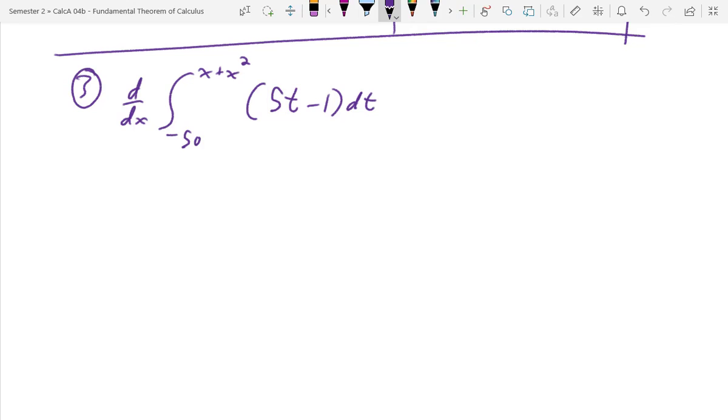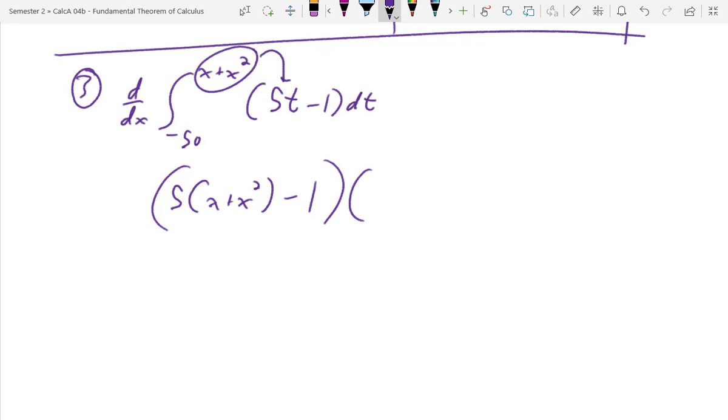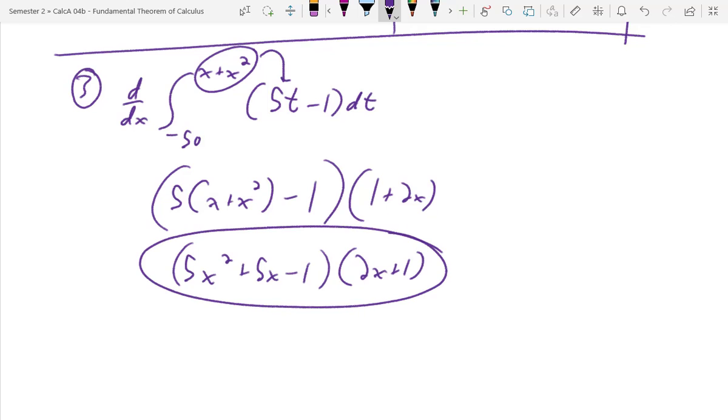Couple problems left. Okay, let's go ahead and substitute this in. Guys, derivative of the integral. So what I'm going to do is take this and just plug it in. I get 5 times x plus x squared minus 1. But I need to make sure I multiply that by dx, 1 plus 2x. So that's fair enough. If I multiply that, I get 5x squared plus 5x minus 1, which really can't be factored, and 2x plus 1. This just makes it look somewhat symmetrical. Both descending order polynomials that are simplified, but that's about it.